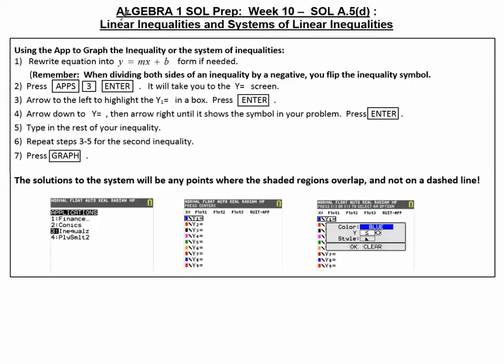Hello, and welcome to Algebra 1 SOL Prep Week 10, Linear Inequalities and Systems of Linear Inequalities. Today we're going to practice using the app to graph the inequality or the system of inequalities.